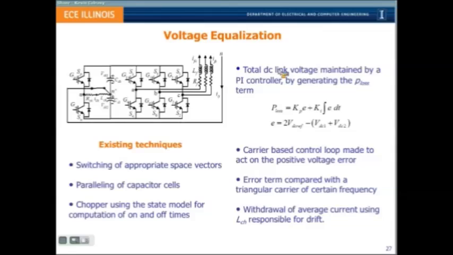So that error term is compared with the triangular carrier waveform. And we don't have to worry about anything else because this triangular carrier is going to regulate the duty ratio. It's a closed loop mechanism. So the duty ratio will vary accordingly so that your voltage is always tending towards the reference. So the objective is achieved. And what happens is the average current that was flowing as the DC current is taken out through this chopper circuit. That's all that happens.